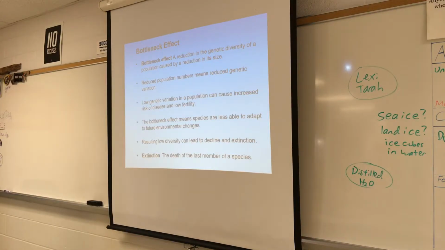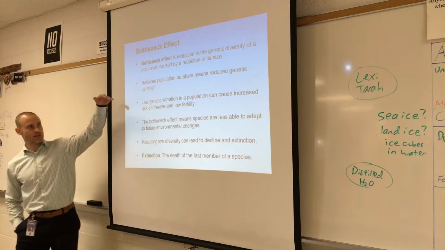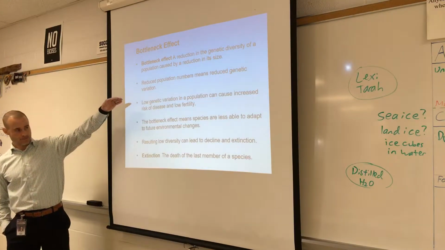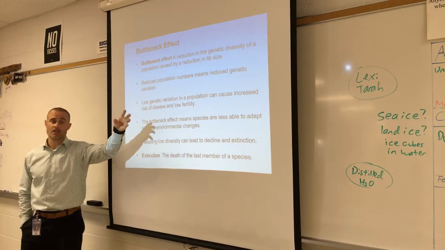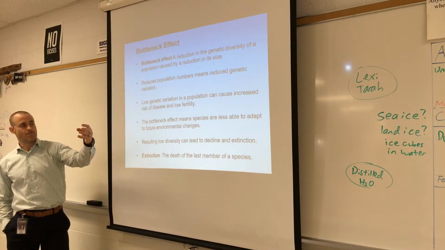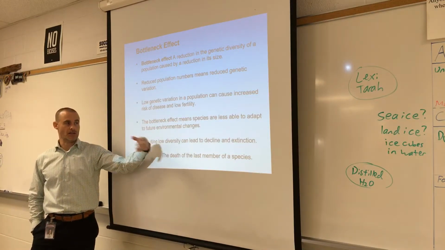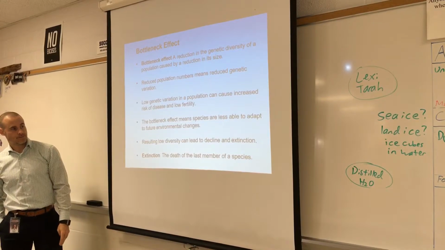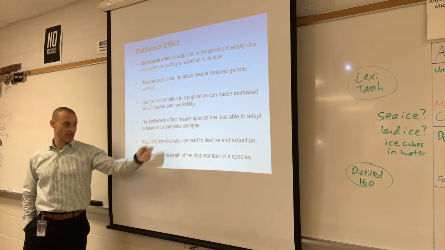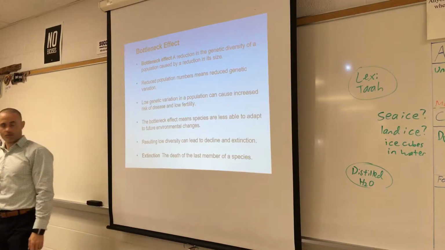Again, if there's a bottleneck effect, that means less are able to adapt to future environmental changes, because if you decrease the genetic variation, of those species that still exist, there's going to be less ability to adapt because they're all very similar genetically. So eventually that could lead to extinction, and extinction, if you need to write it down, is the death of the last member of a species.